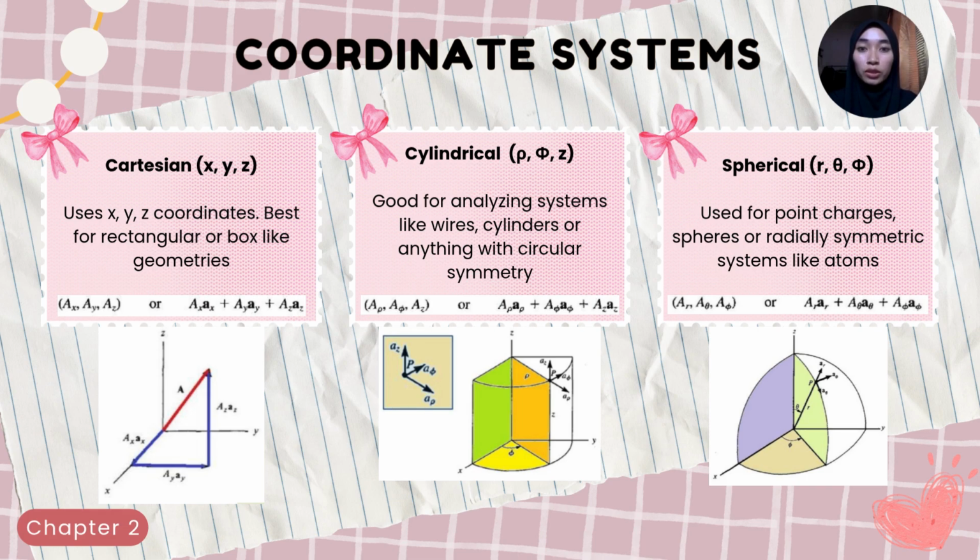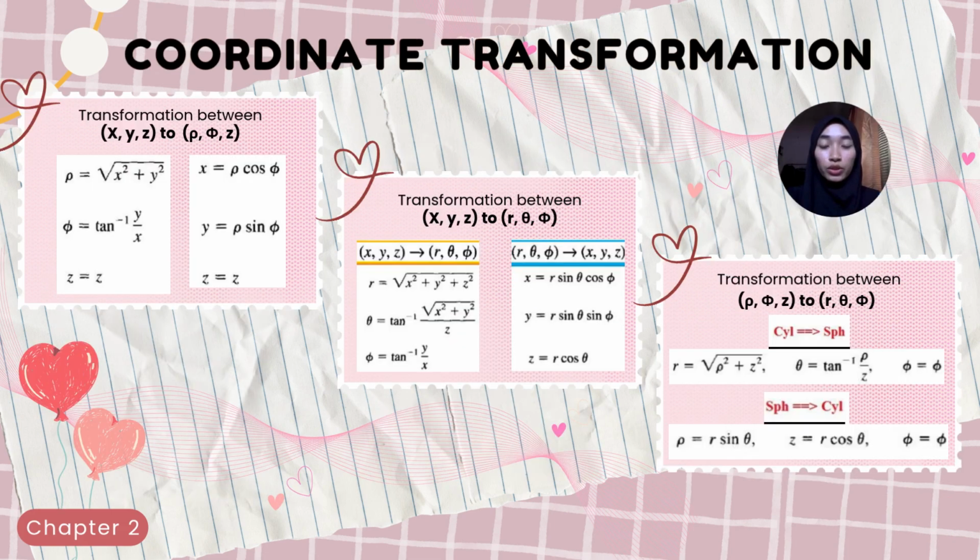To solve real-world problems efficiently, we use three main coordinate systems. Cartesian coordinates use standard x, y, z axes and are perfect for box-like geometries. Cylindrical coordinates use rho, phi, z and excel at analyzing circular objects like wires or pipes. Lastly, spherical coordinates use r, theta, phi, which is the ideal choice for point charge, spheres, or radially symmetric systems like atoms. Often, we need to switch between these systems depending on the problem structure.